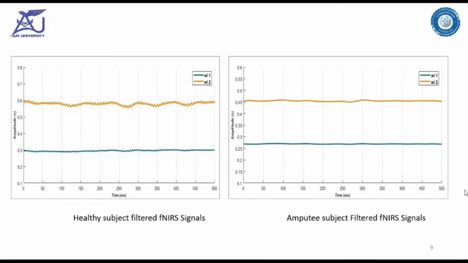These are the fNIRS signals. On the right side, you can see the amputee subject's filtered fNIRS signals, and on the left side, the healthy subject's filtered signals. These are smooth-looking signals, but that's actually because the x-axis covers the whole 500 seconds.